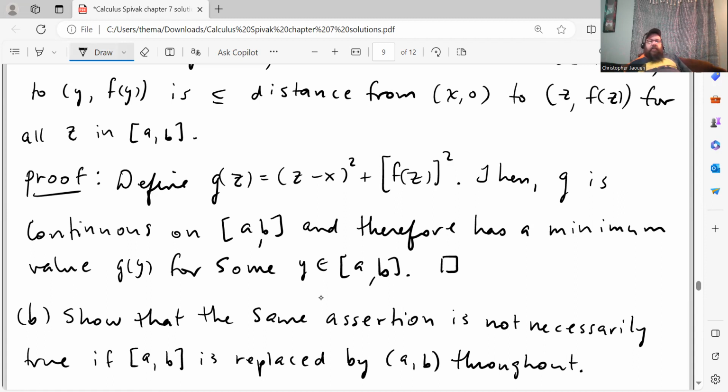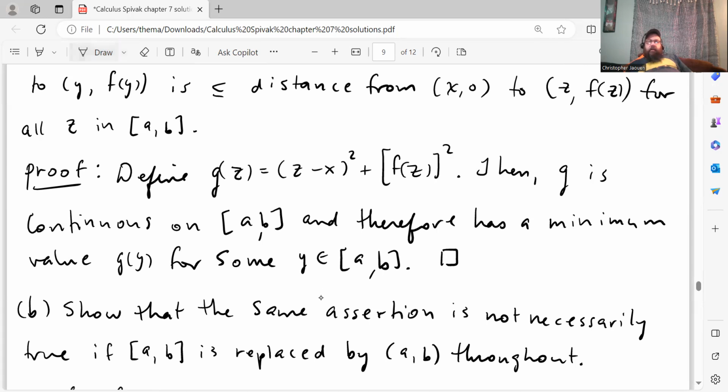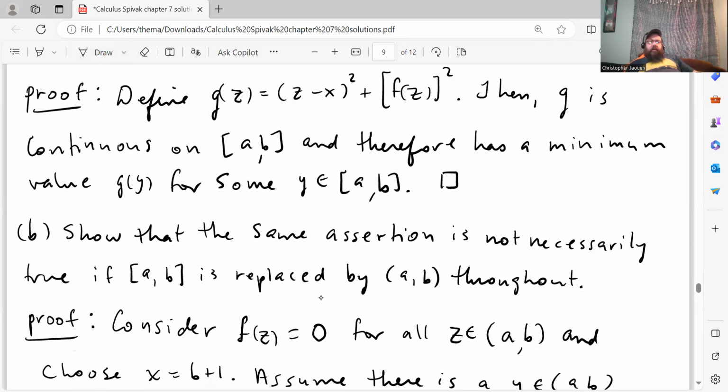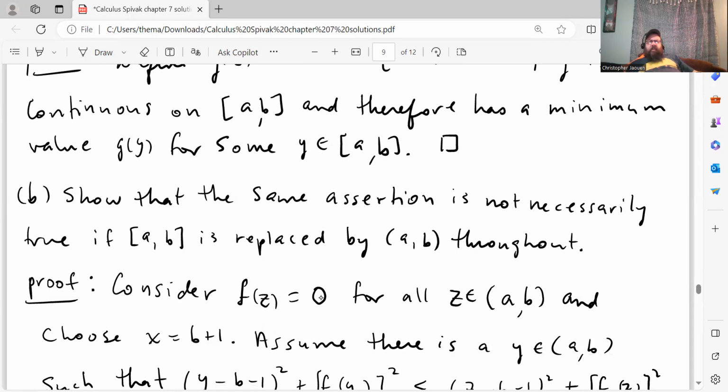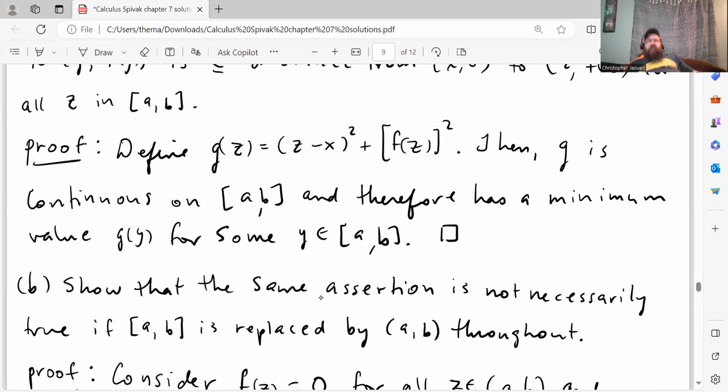Then g is continuous on the closed interval from a to b, therefore has a minimum value g of y for some y in the closed interval from a to b. All right, that's from one of the theorems in the chapter. I think it's theorem, is this the minimum? I think that's theorem 7 actually in the book.